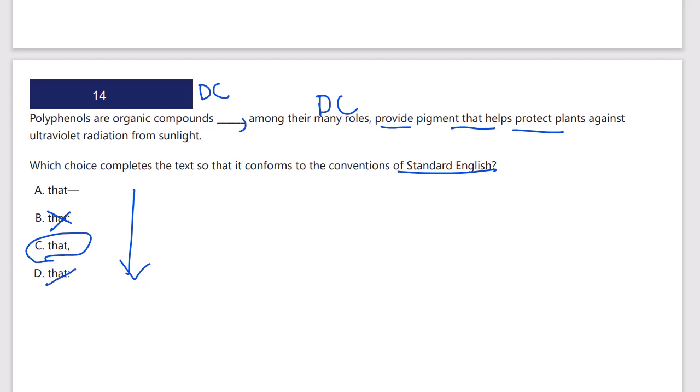No need for the colon. We're not following it with a list that's explaining or following up the previous part. And it wouldn't be a long dash for a similar reason. We have to have comma, comma, the correct, consistent parenthetical punctuation. C is correct.